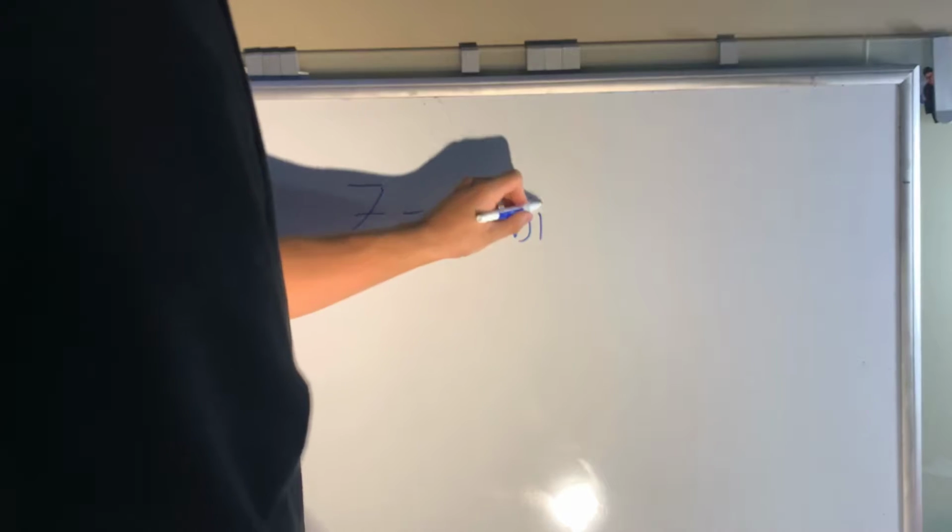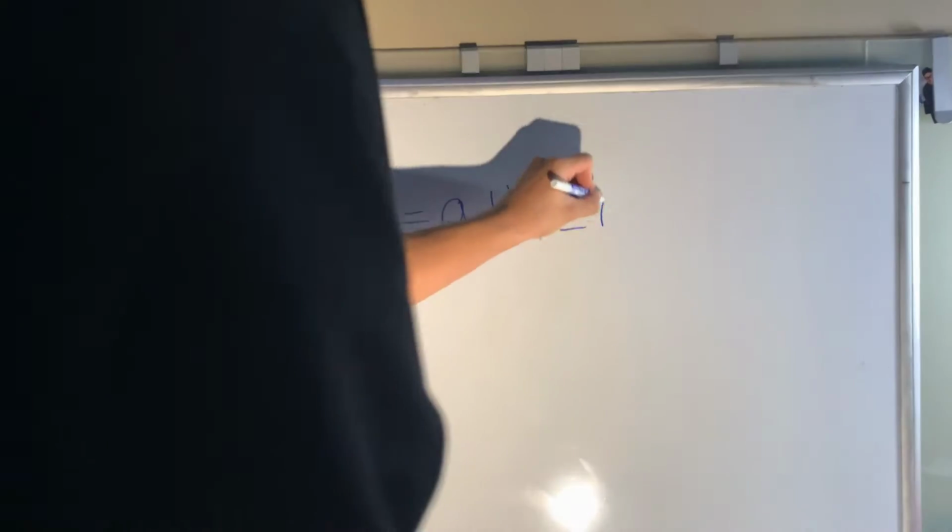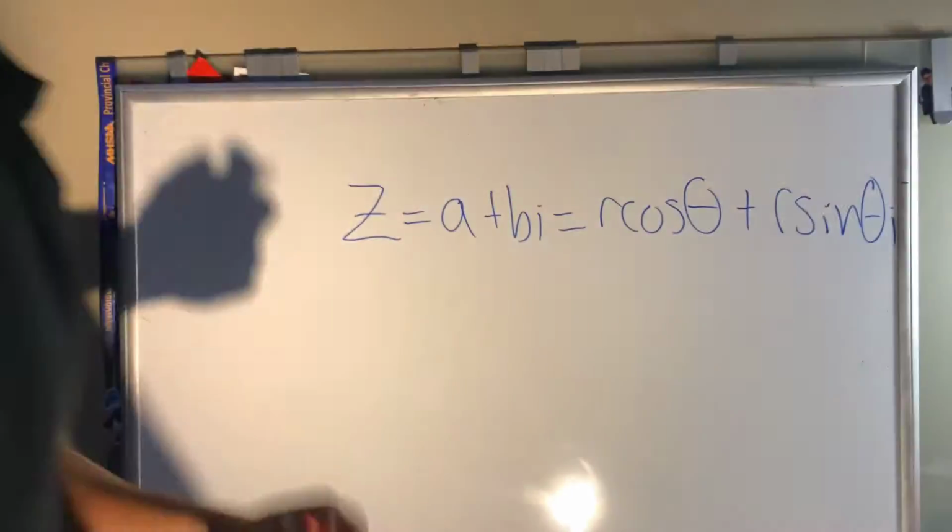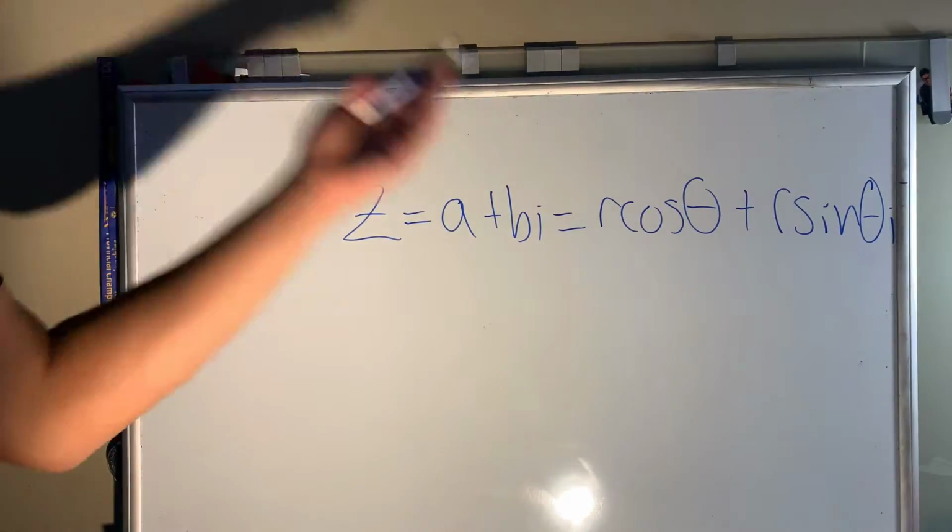A complex number equals a plus bi. But let me show you this. Hold on for a second. This also equals r cos theta plus r sin theta i. Now, you're probably wondering how we got here.